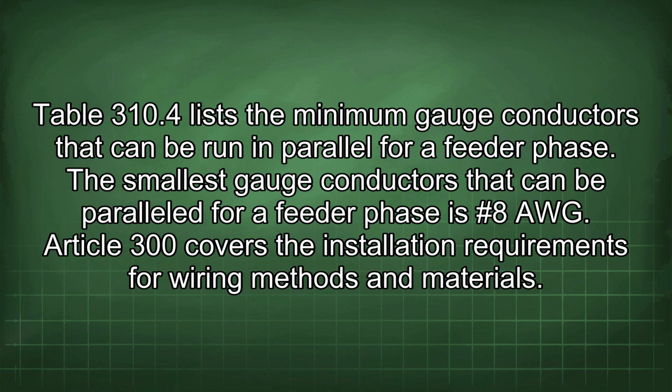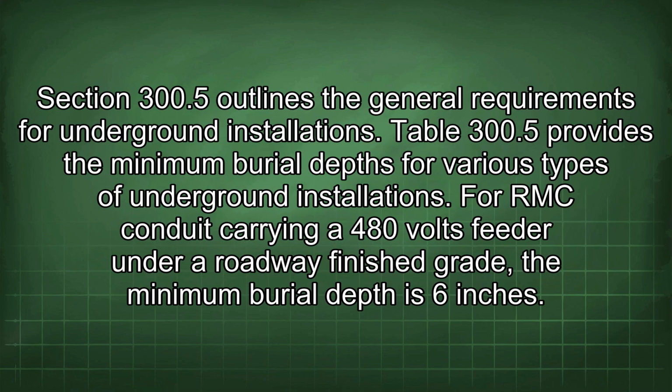Article 300 covers the installation requirements for wiring methods and materials. Section 300.5 outlines the general requirements for underground installations. Table 300.5 provides the minimum burial depths for various types of underground installations. For RMC conduit carrying a 480 volts feeder under a roadway finished grade, the minimum burial depth is 6 inches.